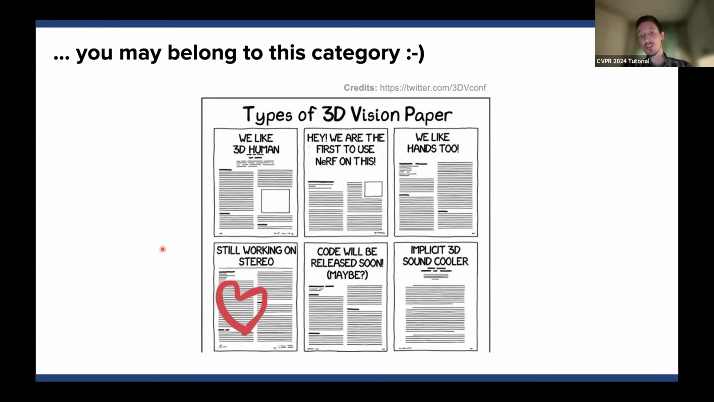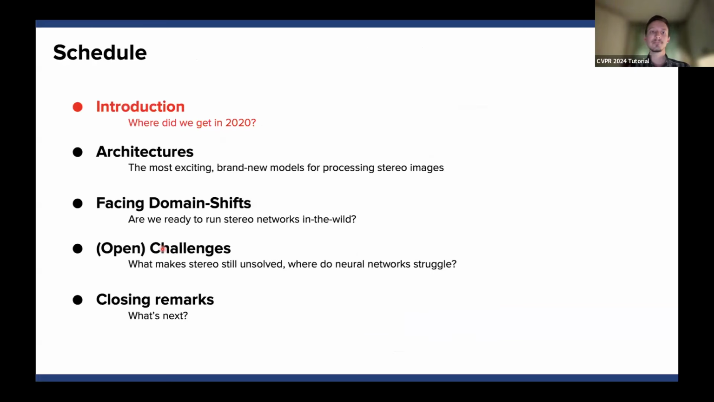Today in this tutorial, we will try to give some answers to these questions. That is, why should we still work on stereo? We will see that in the very last 2 to 3 years, even starting from very good results from the previous decade, we were able to further improve the accuracy of what we can get out of stereo images.